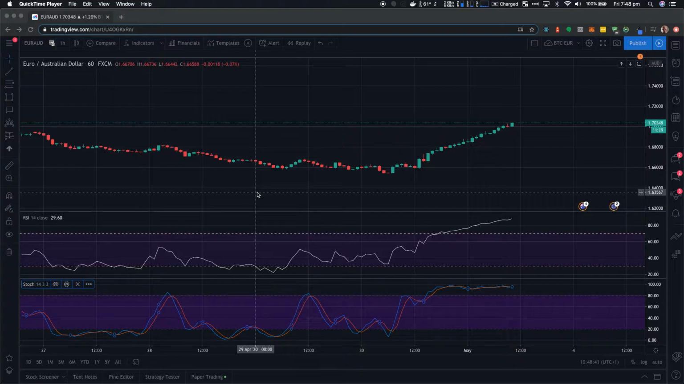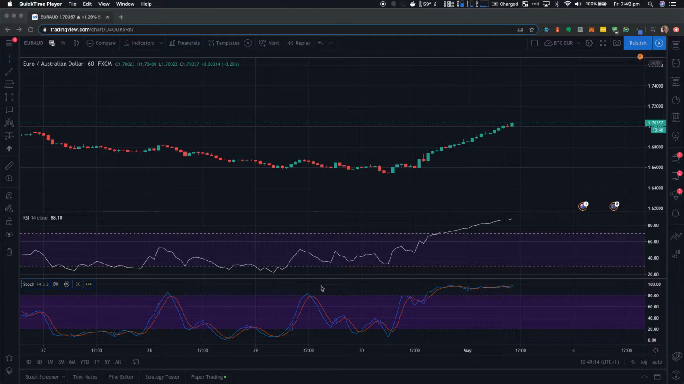So if you look at the lower half of my chart, you'll see the white line, which is the relative strength index, or RSI. This is calculated by taking the average gain and dividing it by the average loss over the last 14 candles. The stochastic is calculated by taking the closing price, subtracting the lowest low, and dividing that by the highest high minus the lowest low of the last 14 candles.